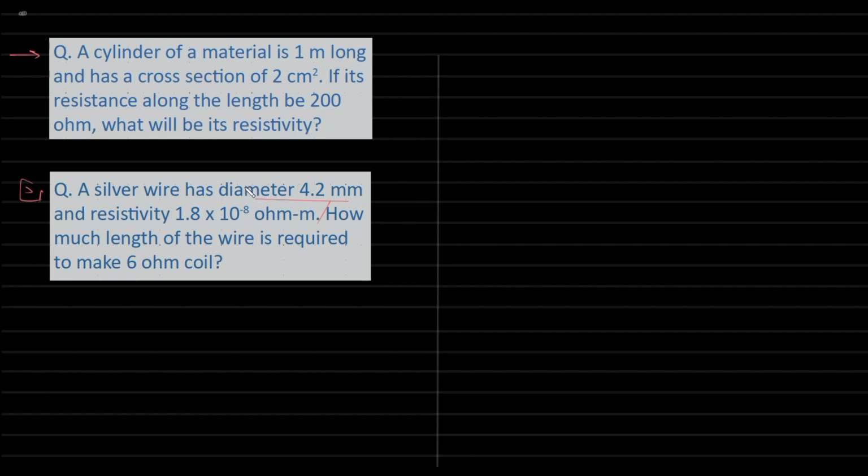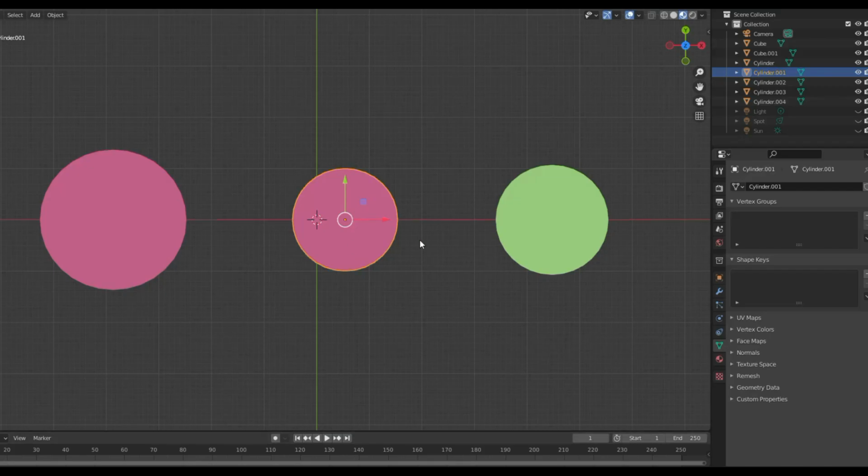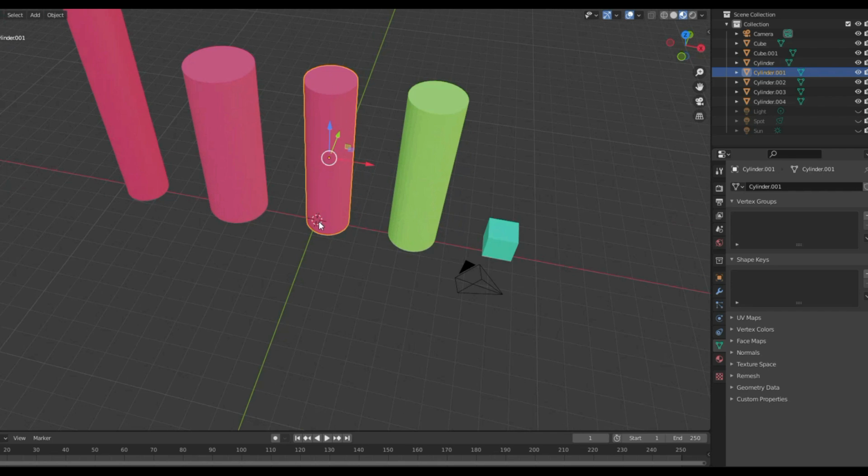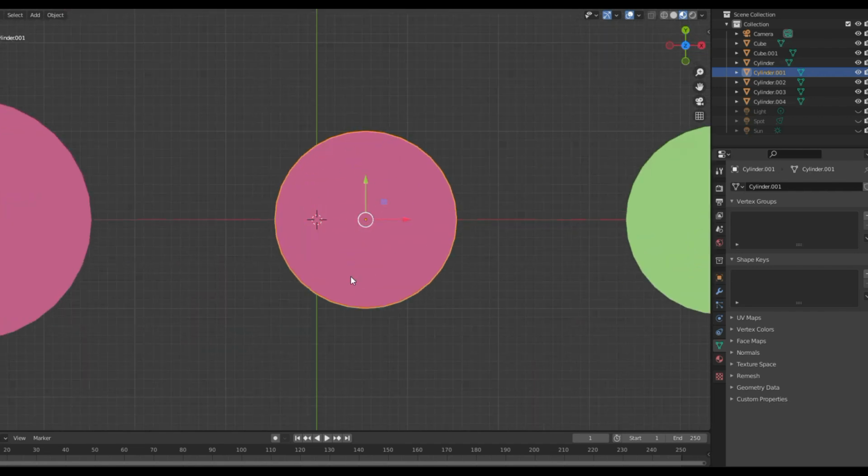See, what I'm trying to show here is you have a cylindrical wire itself, right? So that continues to be there. So the length is there and we have the area of cross section, right? This is your area of cross section.